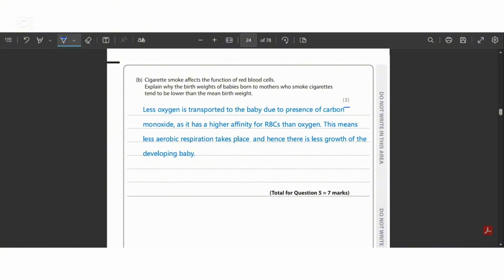Here the mark distribution is: the first mark comes for less oxygen transport to the baby due to the presence of carbon monoxide, which is from here to here. The second mark we can consider from that it has a higher affinity for the RBCs than oxygen. And the last mark is that less aerobic respiration takes place and hence the growth of the baby is less. Less aerobic respiration means that there is less production of energy. You can also mention that.